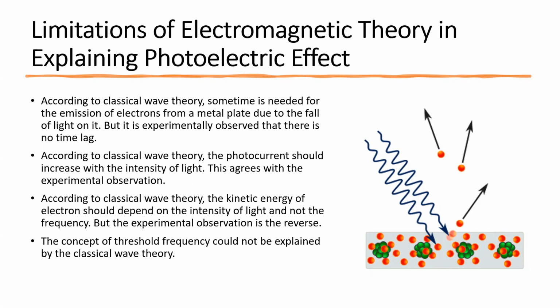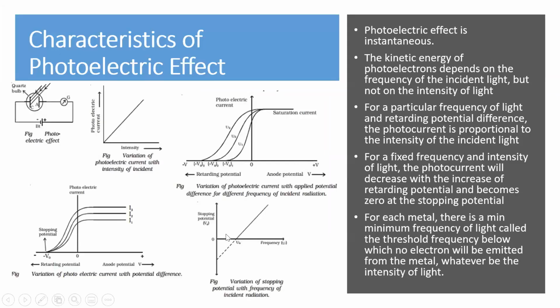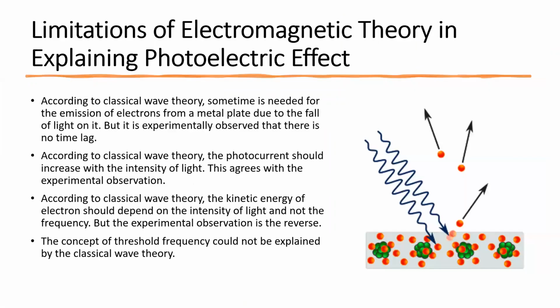Okay, so it could not explain. But it's a fact. It is an experimentally observed fact. We saw that below a threshold frequency, no photoelectric effect occurs. Only if the frequency is above the threshold frequency does the photoelectric effect occur. But classical electromagnetic theory could not explain that. Later, Einstein explained why it is so using quantum theory, and that's what we are going to see. Is that clear now?